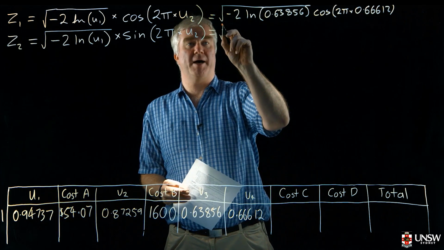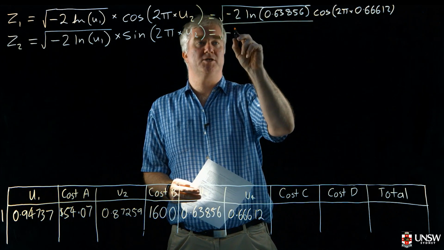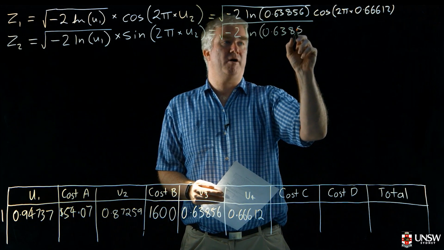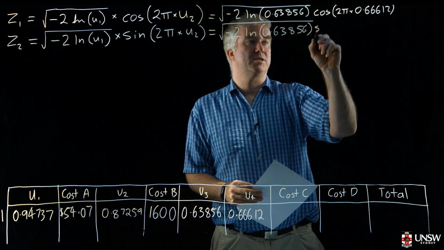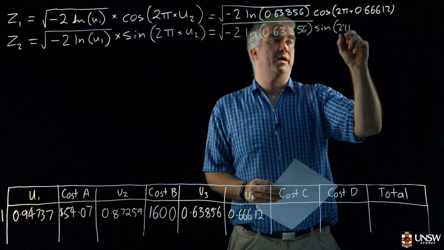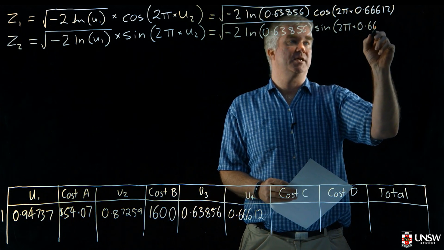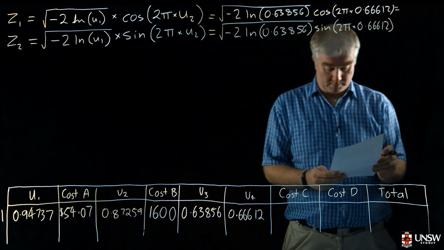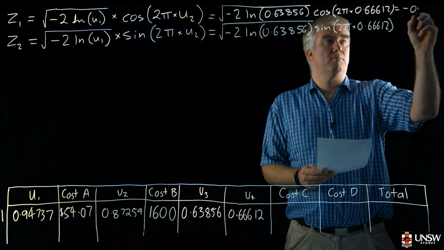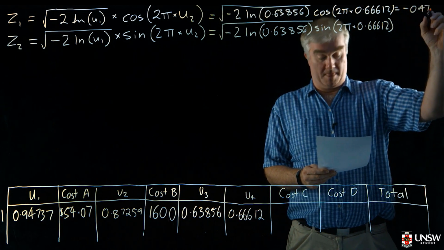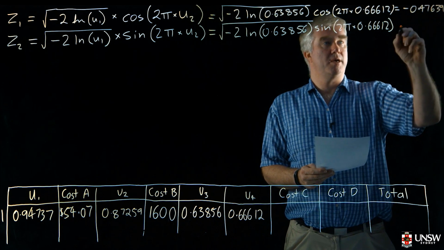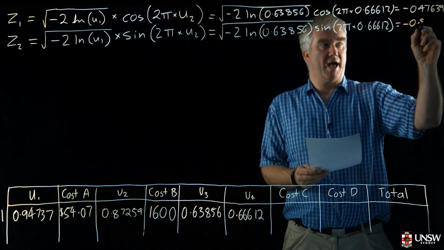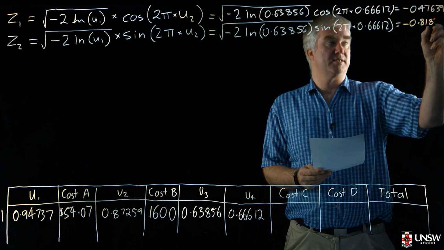Once again, the first part is going to be the same, minus 2 ln 0.63856, but this time it's going to be sine of 2 pi times 0.66612, which is equal to minus 0.47639, and the second one is equal to minus 0.81862.